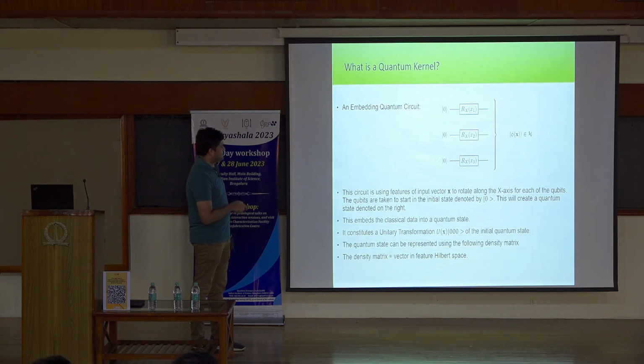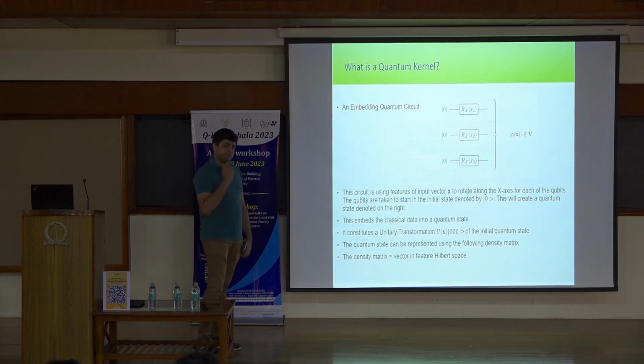is starting in the computational basis, and say you have some data, and at the end of it you get some quantum state which depends on the data that you have. X is the data, okay? And this embeds the classical data into a quantum state, and what it is, it's a unitary transformation on this computational basis. And you can think of the density matrix as the vector in the feature Hilbert space. That's how we'll define the kernel.